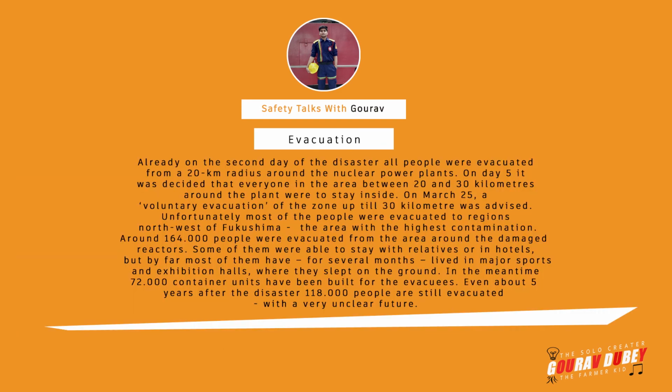Around 164,000 people were evacuated from the area around the damaged reactors. Some of them were able to stay with relatives or in hostels, but by far most of them lived for several months in major sports and exhibition halls where they slept on the ground. In the meantime, 72,000 container units have been built for the evacuees. Even about 5 years after the disaster, 118,000 people are still evacuated with a very uncertain future.